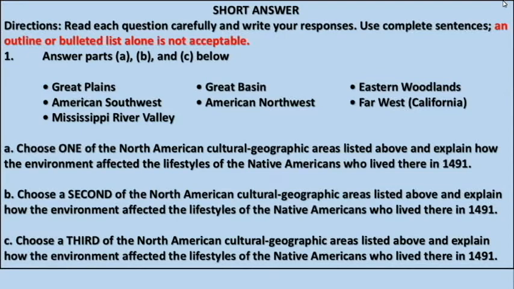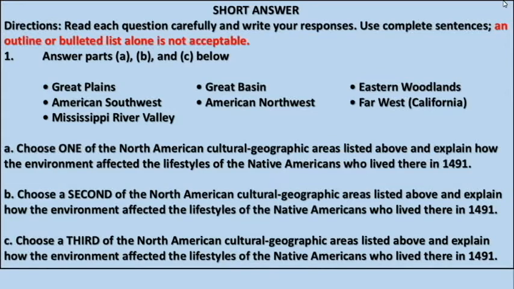And you have a list of 7 geographical areas in North America. A, choose one of the North American cultural geographic areas listed above and explain how the environment affected the lifestyles of the Native Americans who lived there in 1491. B, choose a second of the North American cultural geographic areas listed above and explain how the environment affected the lifestyles of the Native Americans who lived there in 1491. And C, choose a third of the North American cultural geographic areas listed above and explain how the environment affected the lifestyles of the Native Americans who lived there in 1491.